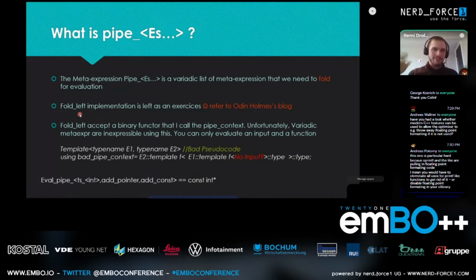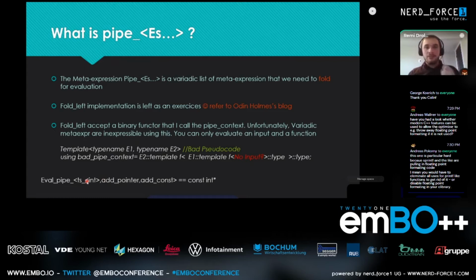I only have expressions. They are there, but they don't contain inputs. I'm not able to pass them input arguments. So this is bad pseudocode, just to show you my point: I have these type names E1 and E2, two expressions. I want to evaluate them, but I can't because there's no input anywhere in this meta functor. So I cannot use it, and I just cannot send the result to the next one.